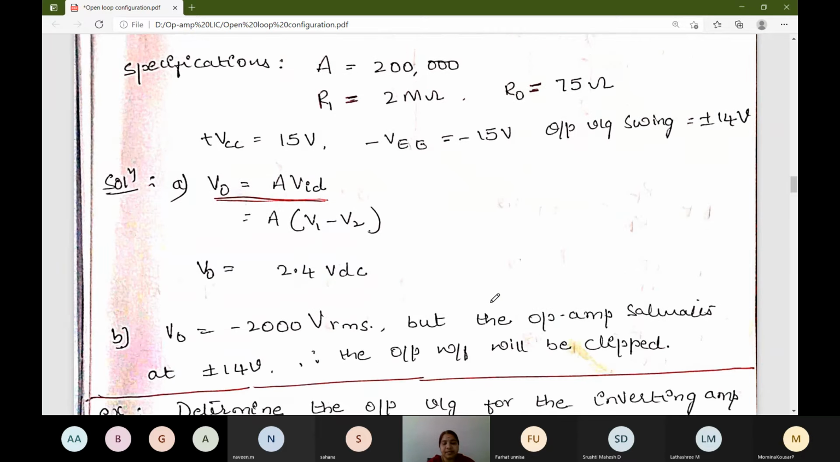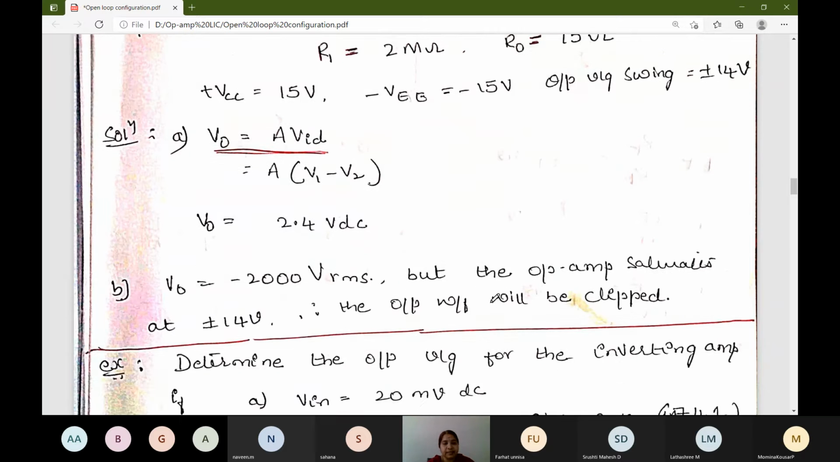Next, the B. B is in AC. Okay, it is AC. So after substituting in the formula, how much V0 will we get? You have to try this. You substitute and see how much you'll get. You'll get V0 nearly as minus 2000 VRMS. That is the output voltage which we are getting. But our op amp saturates at plus or minus 14 volts.